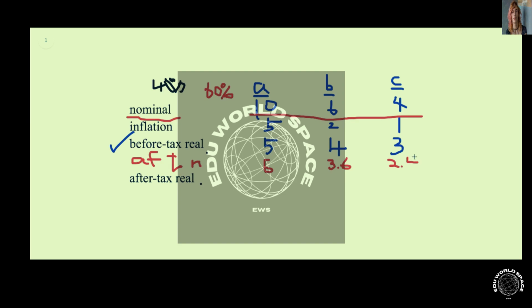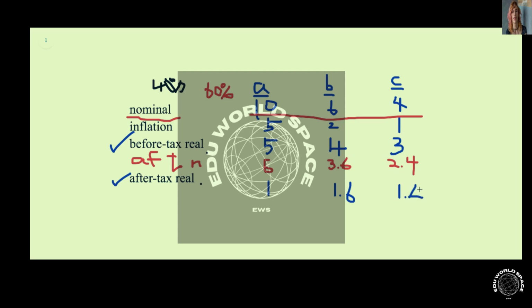Okay, so after we have this after-tax nominal interest rate, we can calculate the after-tax real interest rate. Same as what we did here, the after-tax real interest rate is just the after-tax nominal interest rate minus inflation. So 6 minus 5 is 1. And 3.6 minus 2 is 1.6. And 2.4 minus 1 is 1.4.